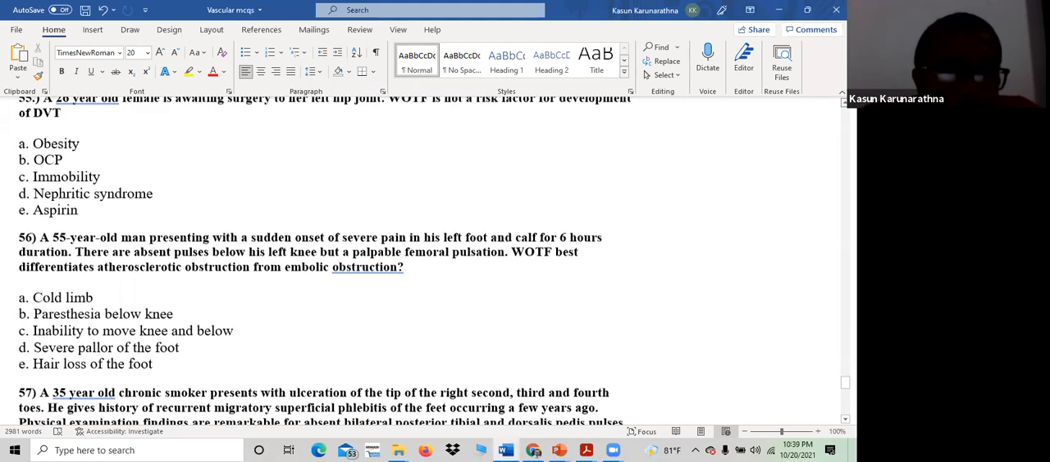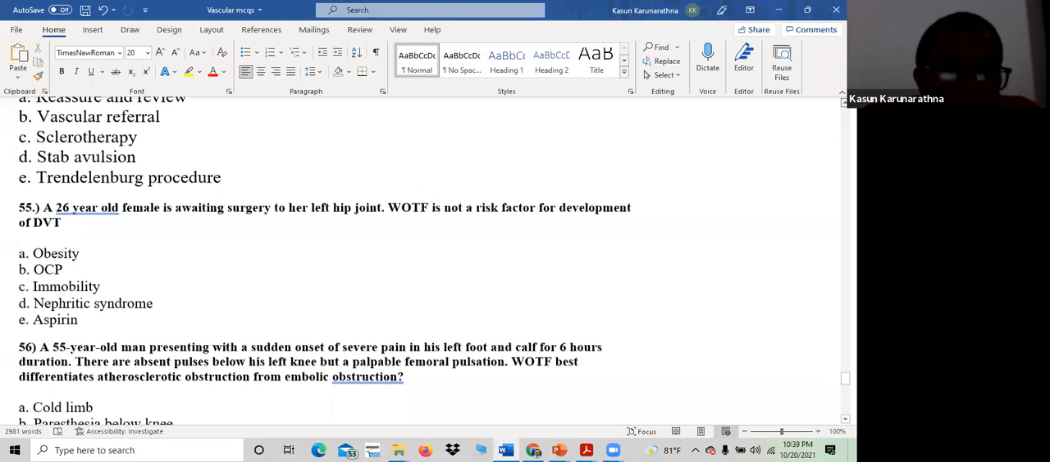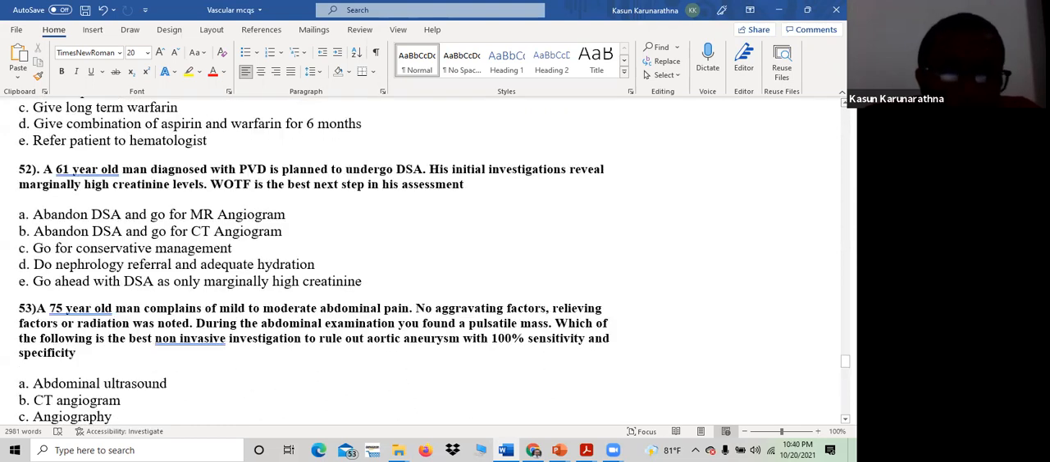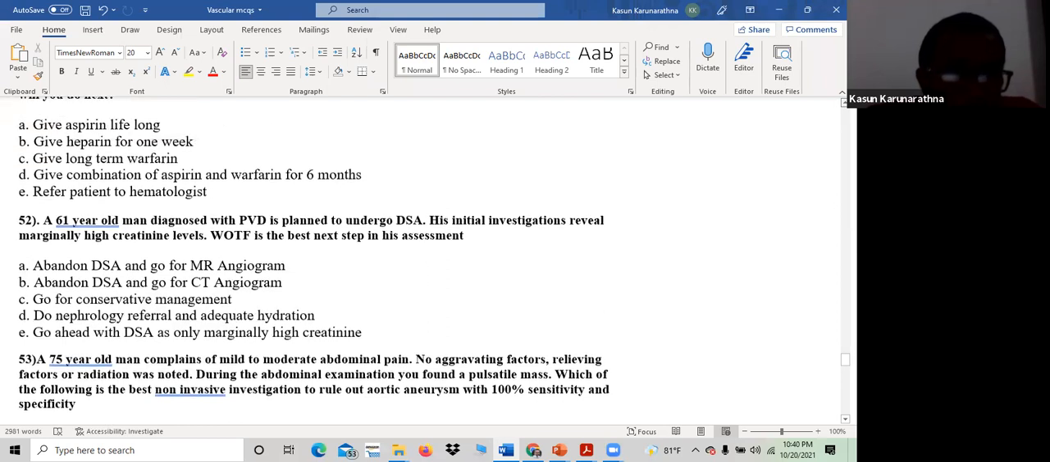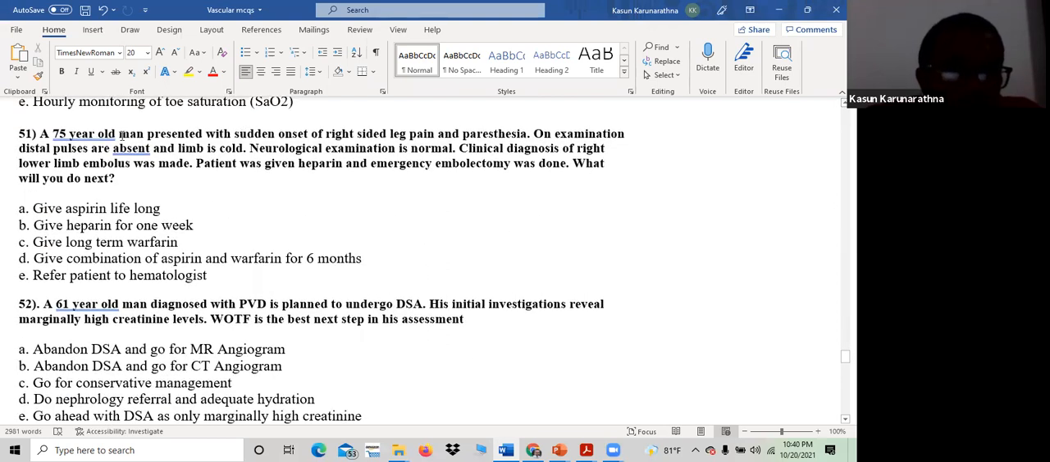Then question number 51. A 75-year-old man presented with sudden onset right-sided leg pain and paresthesia. On examination, distal pulses are absent and the limb is cold. Neurologic examination is normal. Clinical diagnosis, right lower limb embolus. The clinical diagnosis should be right lower limb acute limb ischemia, right? Embolus is the etiology, it could be thrombosis or embolism. The patient was given heparin and emergency embolectomy was done. What will you do next? What is the answer for question number 51?